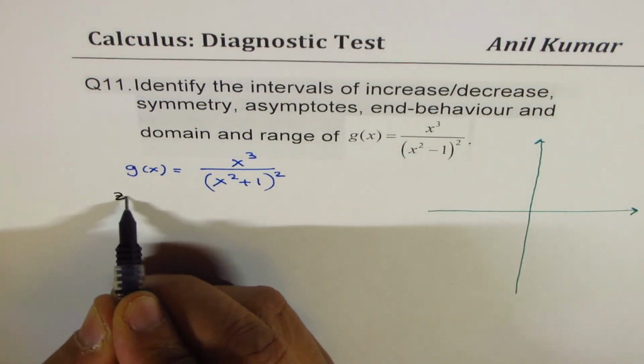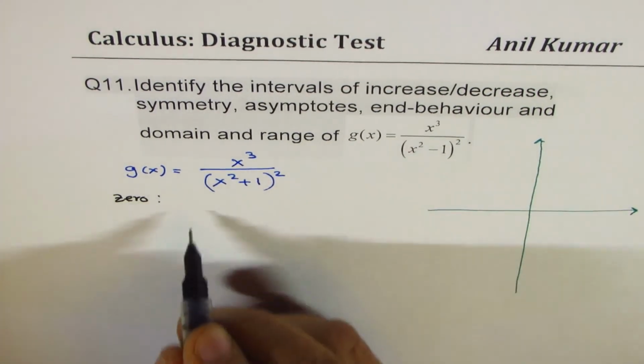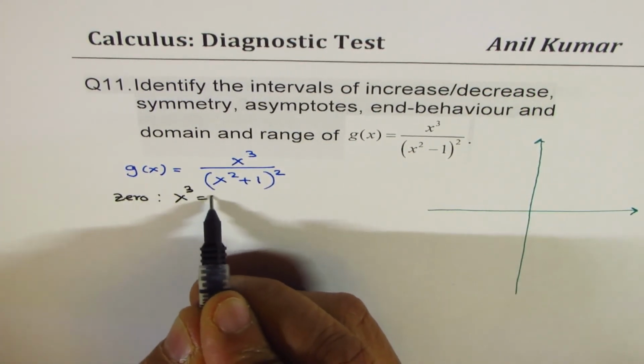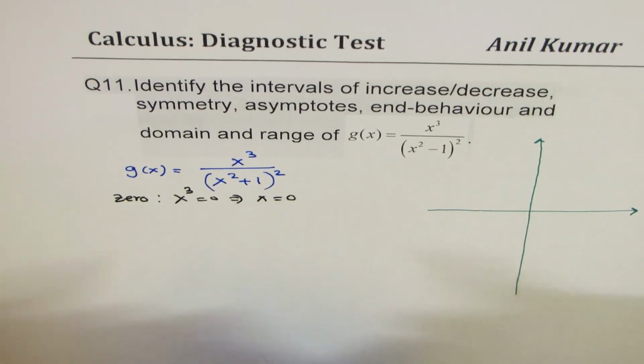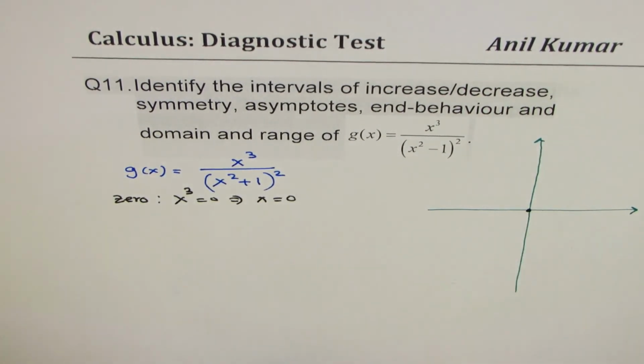So what we see here is that we have a 0 at, we have to say x cube equals to 0. That means x equals to 0. So we have a 0 here, correct?